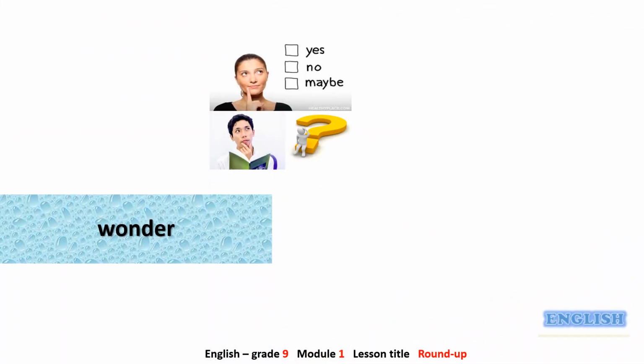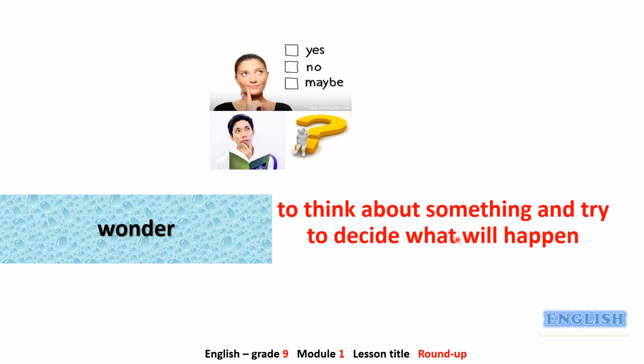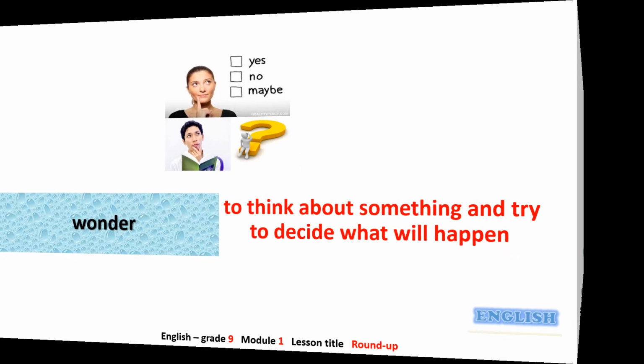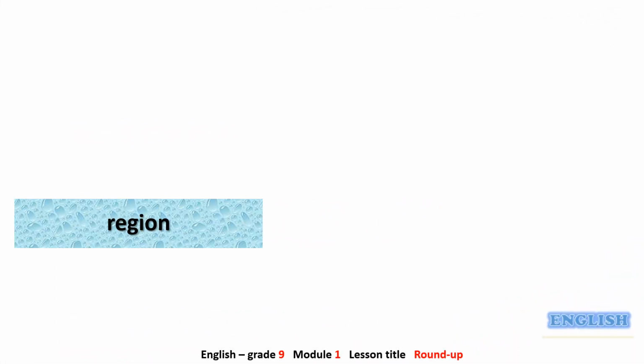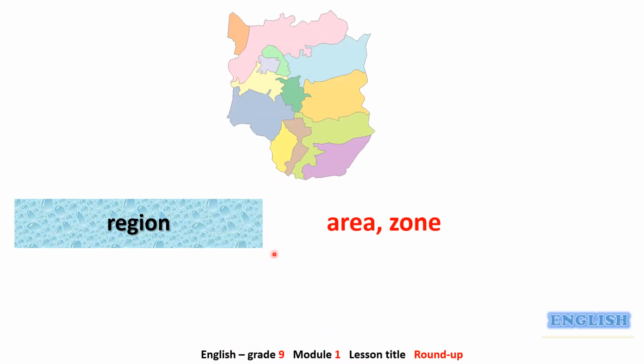The next word is wonder. Wonder, which means to think about something and try to decide what will happen. And the last word is region. Region. Look at this map. These are different regions. Region means an area or a zone.